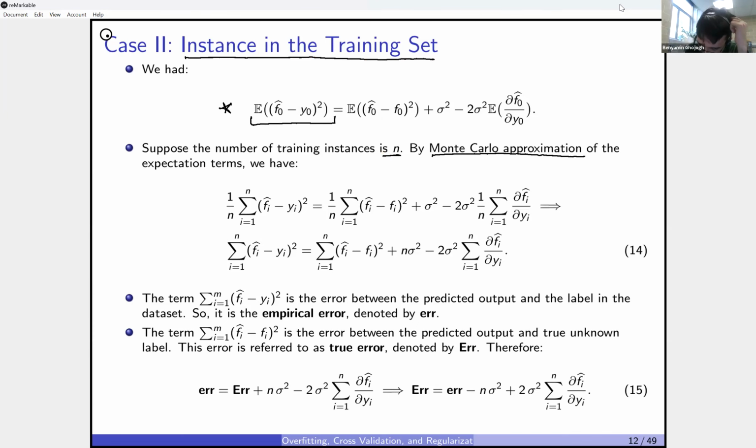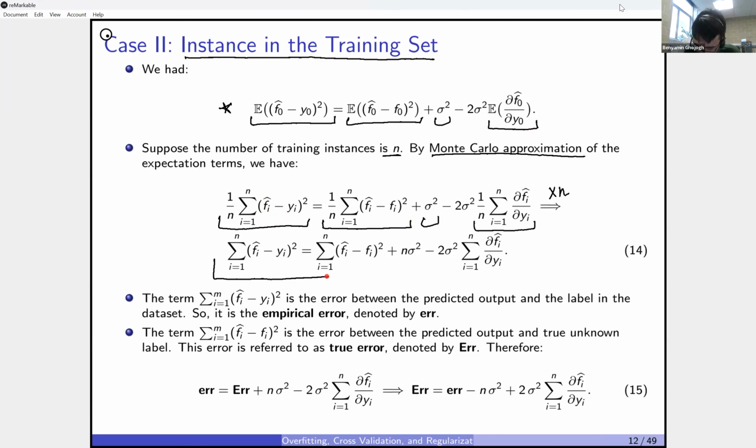So these can be approximated by 1 over n, summation from 1 to n. And again, I have several of them, so I replace subscript 0 with i: fi hat minus yi squared. Also, this term is replaced by Monte Carlo approximation. This term is repeated. For this term, I also use Monte Carlo approximation. Okay, if I multiply both sides by n, then I will have this equation 14, right?